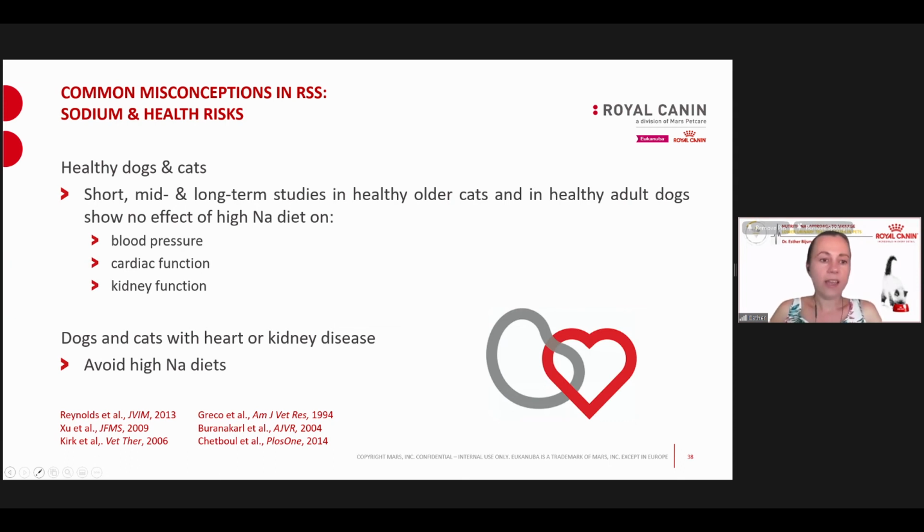However, we do say in dogs and cats with heart or kidney disease, avoid these high sodium diets. Studies in CKD patients have been performed, and there might be some effect of high sodium diets in these particular cases. So don't give urinary diets to dogs and cats with heart and kidney disease, but you can very safely give them long-term to healthy dogs and cats.